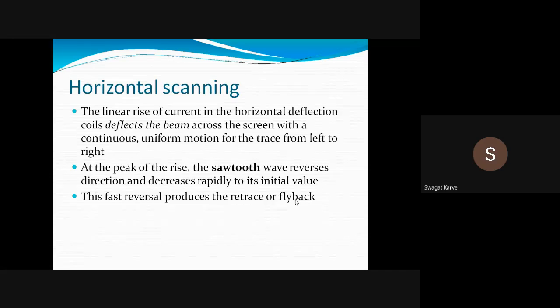Okay, trace म्हणजे काय? It will go from left to right, and retrace means what? It has to come back to its original position, and then again it will produce a line. That means horizontal scanning. So trace is nothing but horizontal scanning. Retrace means it has to come back to its original position.